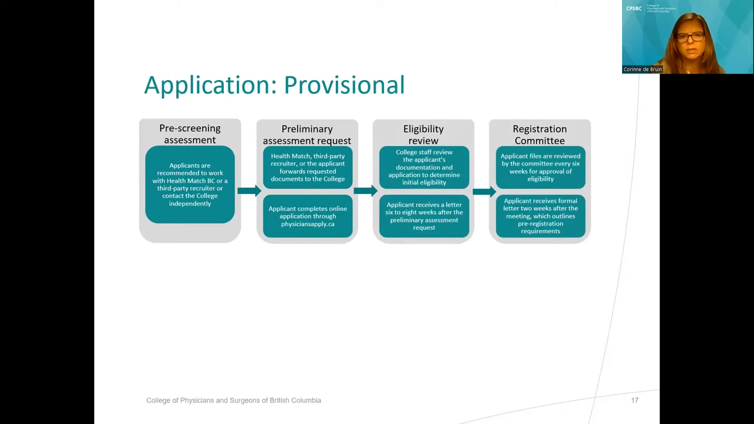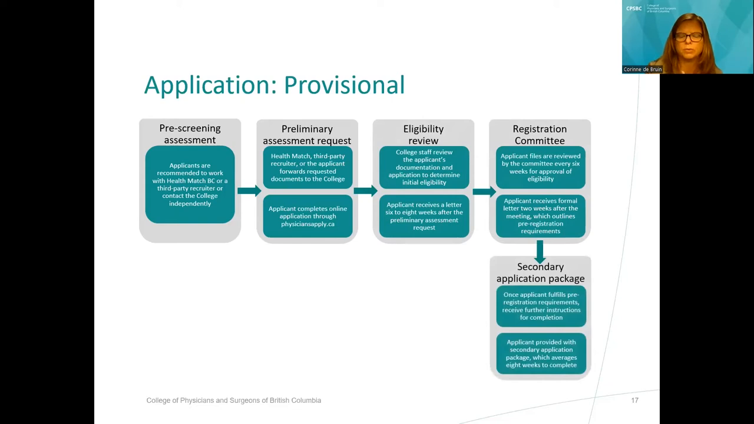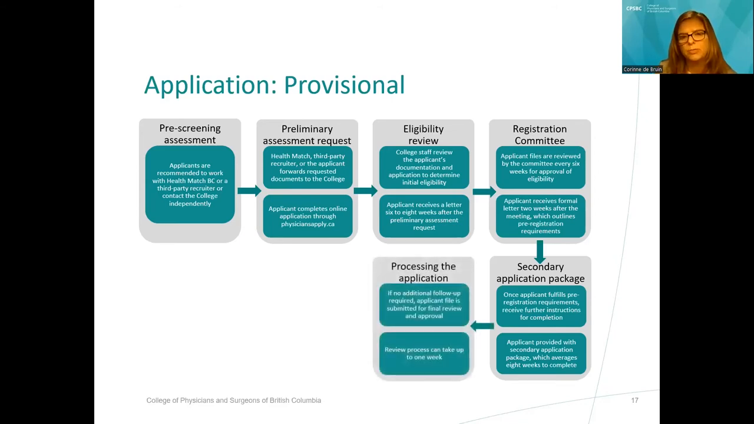And then next, please. Once the eligibility ruling is issued by the registration committee and all the subjects are met, we issue the secondary application package, which includes the application form, which has a lot of questions, like the annual license renewal form for registrants who fill that out annually. As well, we need certificates of professional conduct from other jurisdictions where the applicant physician has practiced. We process the application. Next, please.